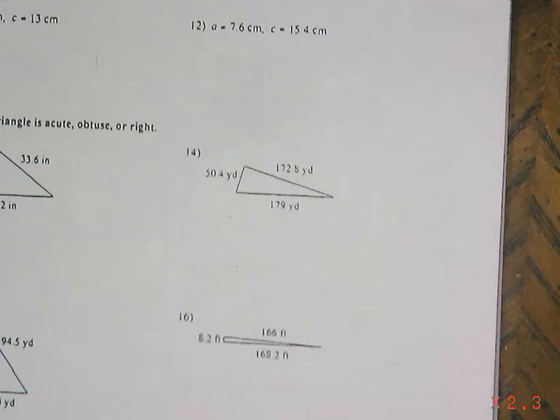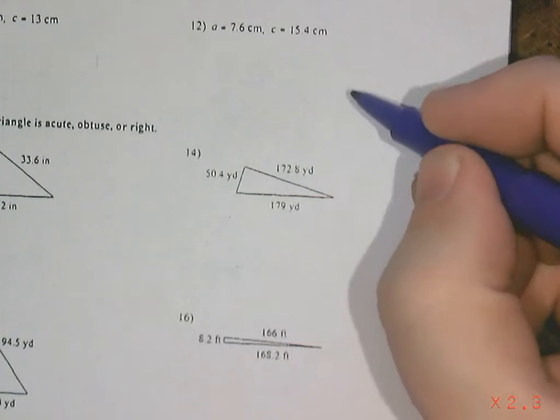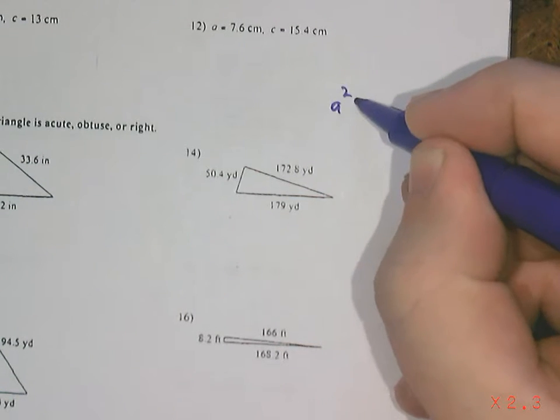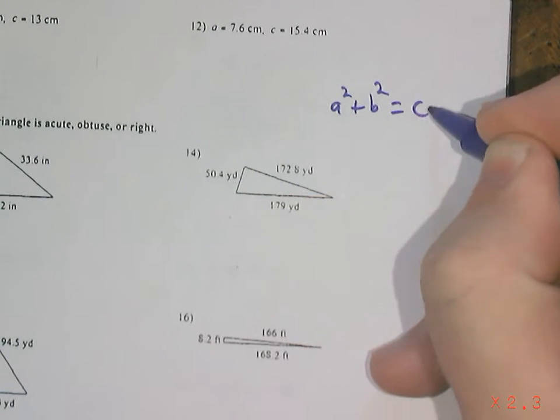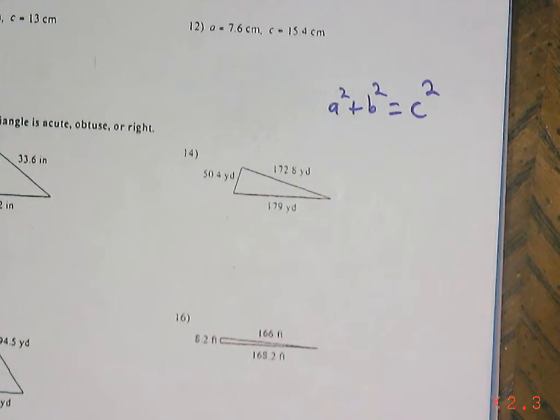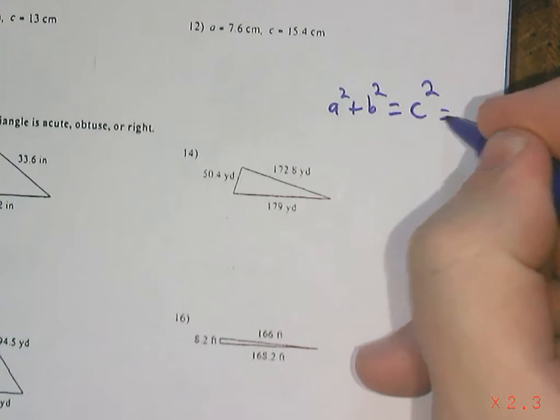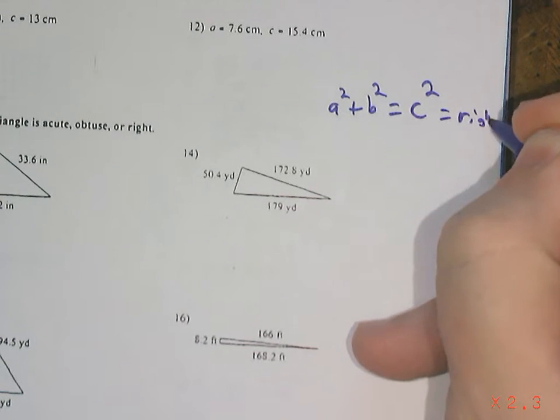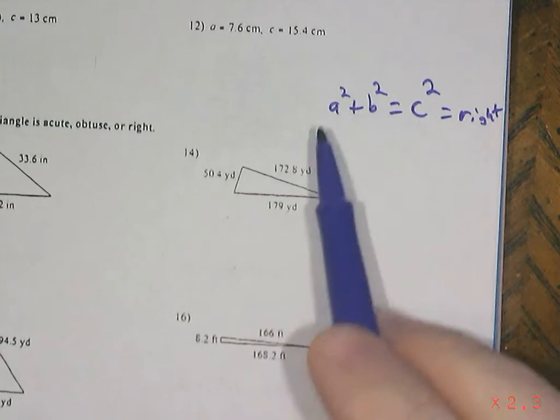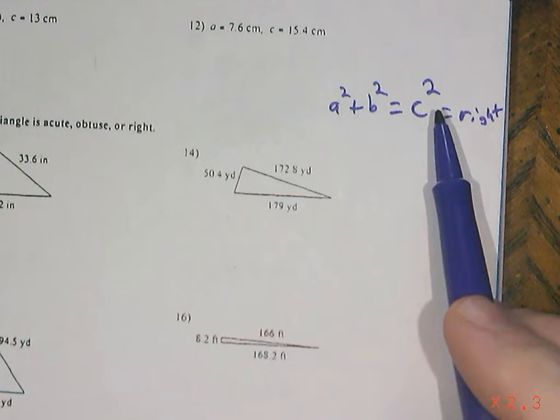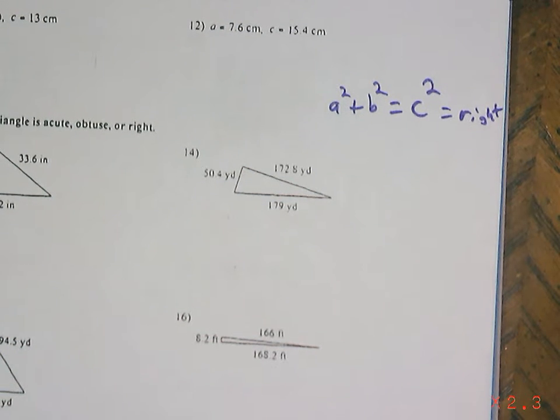You can probably guess this, but if you take the two sides and square them and add them together, and they're equal to that longest side squared, guess what? It's a right triangle. Again, that's pretty much the Pythagorean theorem in a nutshell. So if the two sides squared added together are equal to the longest side squared, it's a right triangle.